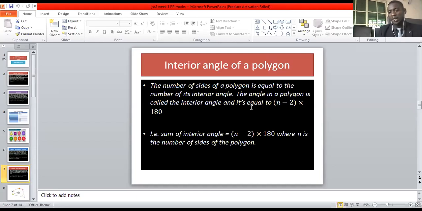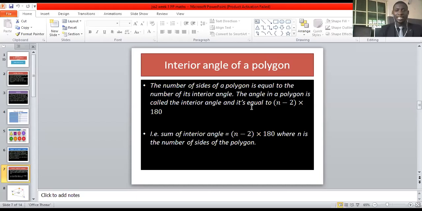Let me take an example. Let's say a triangle. How many sides does a triangle have? A triangle has 3 sides. So put 3 in place of n. That is 3 minus 2, which is 1. 1 times 180 is 180. That is the sum of interior angles in a triangle: 180.